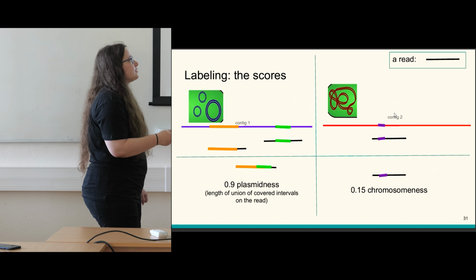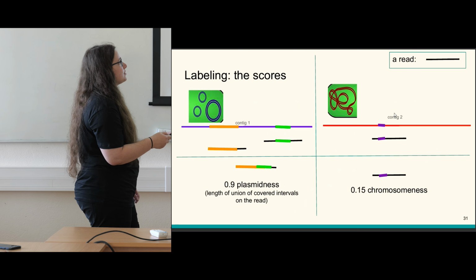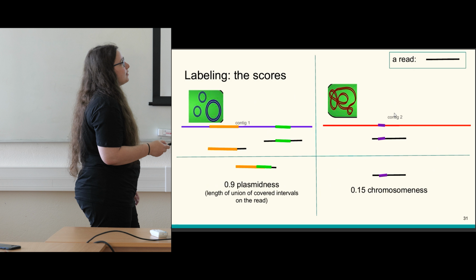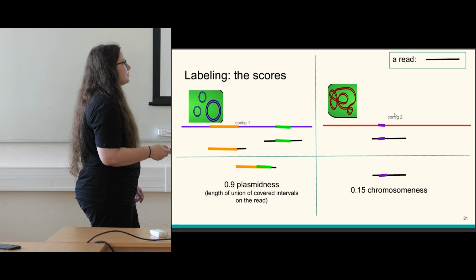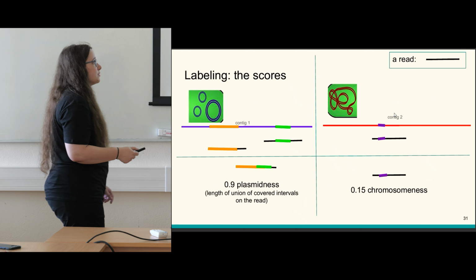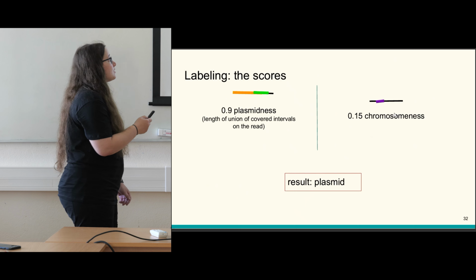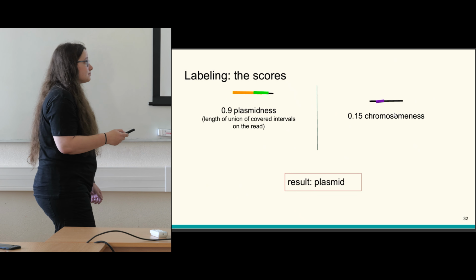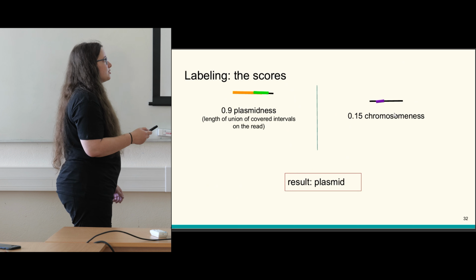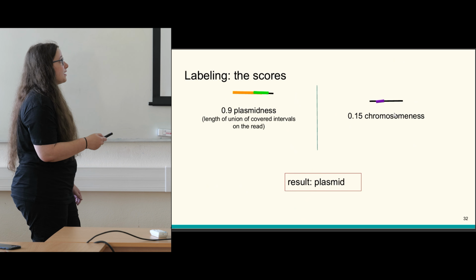And the same read may also align to the chromosomal contig. Let's say this purple part is similar, and then we would say that okay, this is 15%, so the chromosomeness score will be 15%. Then, based on our rules, we have a plasmidness score which is over 80, and a chromosomeness score which is less than 20, and therefore the resulting label will be plasmid.